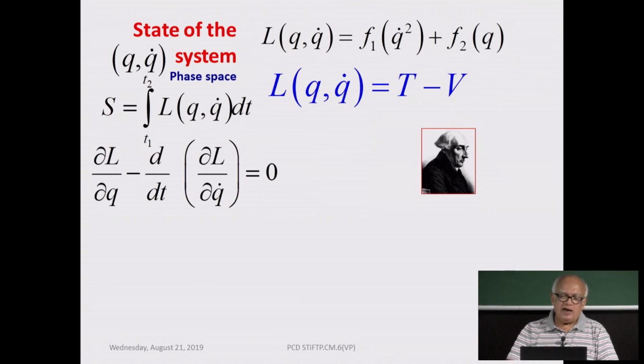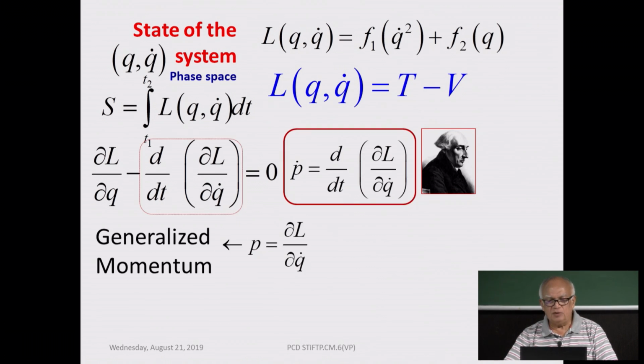And the condition that action is stationary, the necessary and sufficient condition, is given by this equation, which is, as you can see, a second order differential equation. And this is then the equation of motion. It describes how the system's description in the phase space evolves with time. So, it gives you the equation of motion.